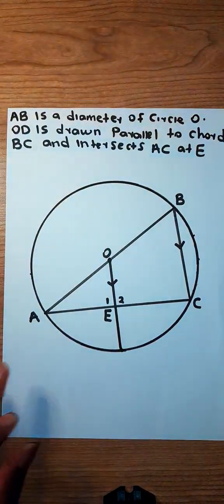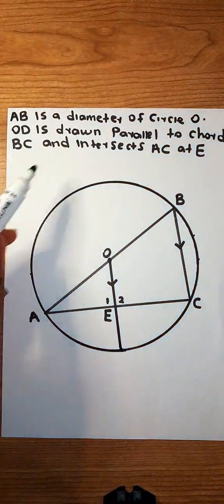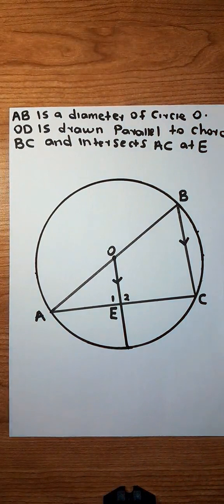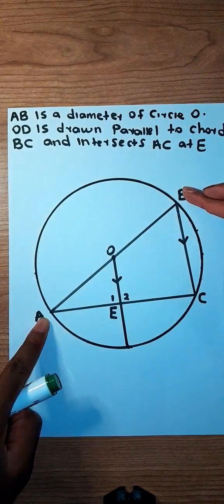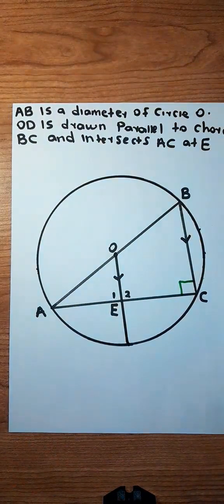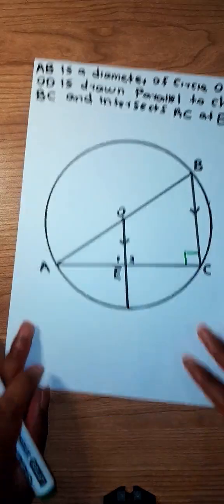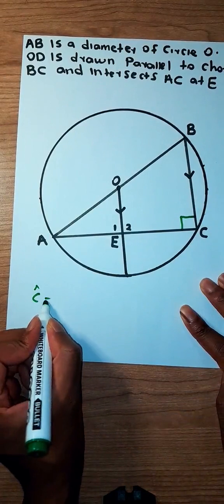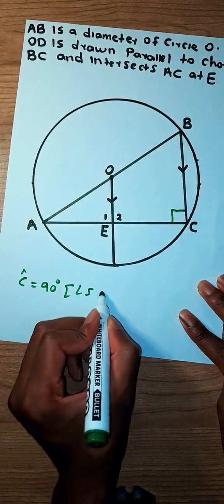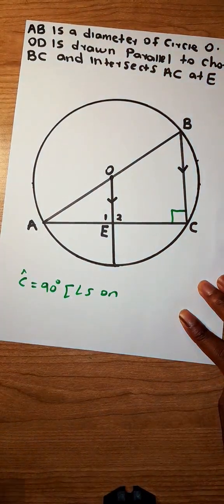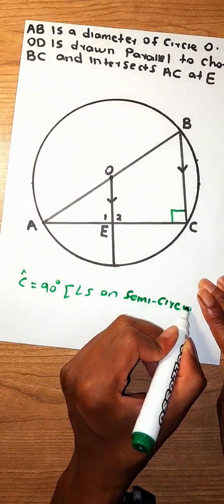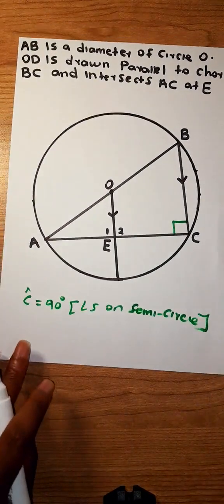Now, the second question says AB is a diameter. So AB is a diameter, right? So if AB is a diameter, we immediately know that the angle C is going to be 90 degrees. So we can just write that C is actually 90 degrees. This is because of what? Angles on a semicircle, right? These are angles on a semicircle.